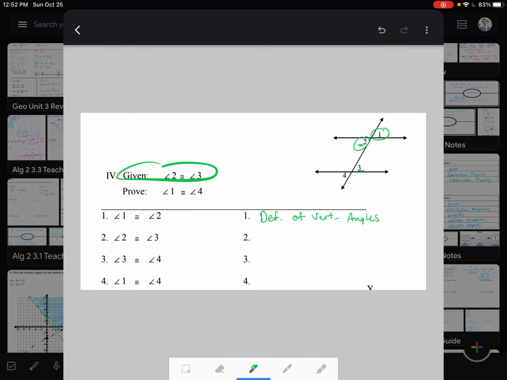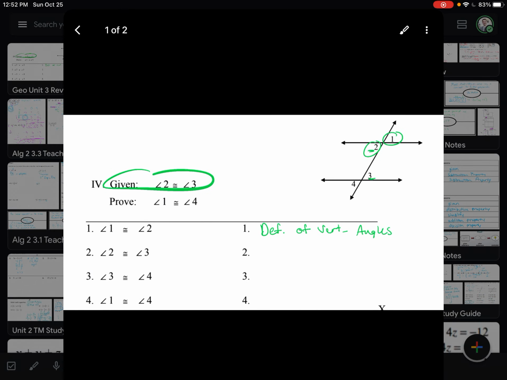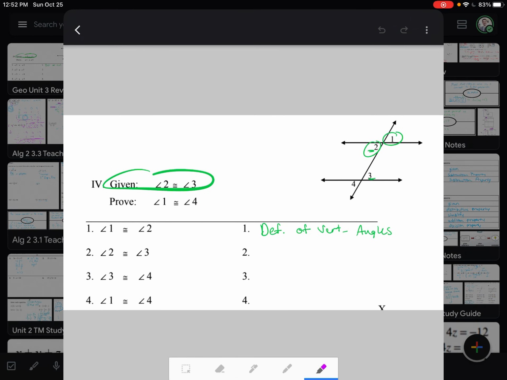All right, given angle 2 equals angle 3. So 2 and 3, those are equal to each other. Let's highlight those just so we can see them. So let's write that on in. That's our given statement. And then next, angle 3 is equal to angle 4. So 3 and 4, those are the same. So we can say again, by that same reason we used to begin, the definition of vertical angles, we know that that is just true if they're on top of each other, that they're the same measure.